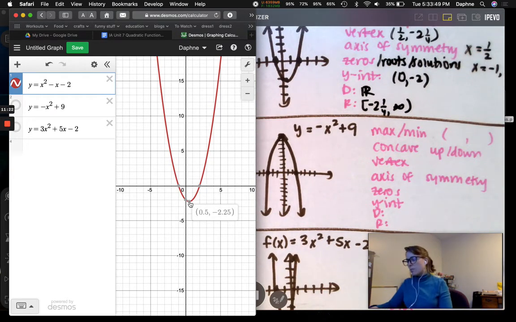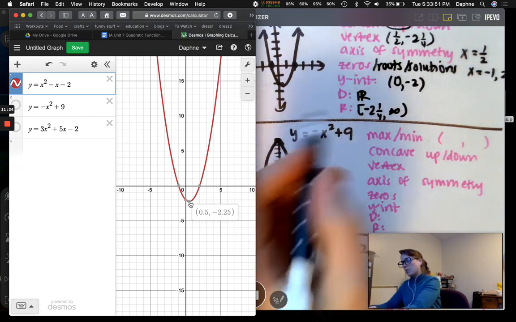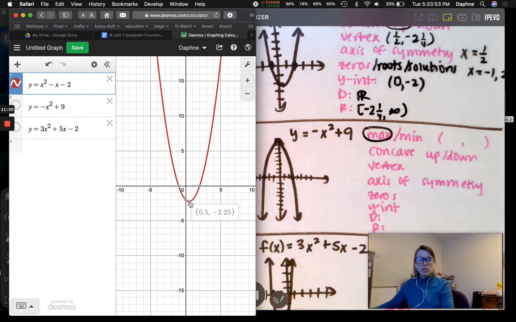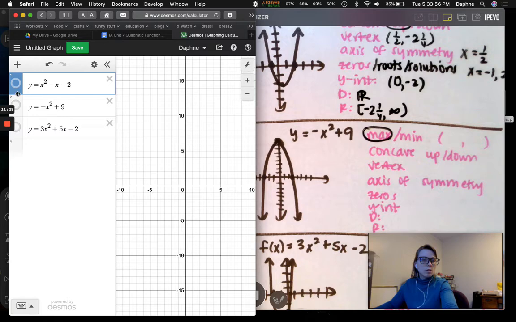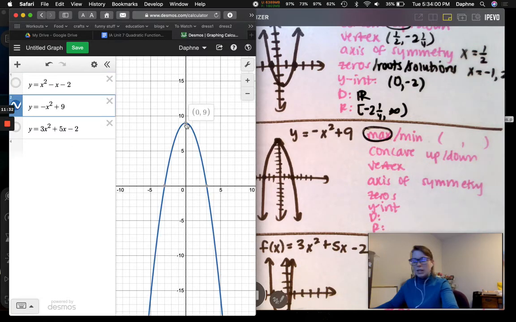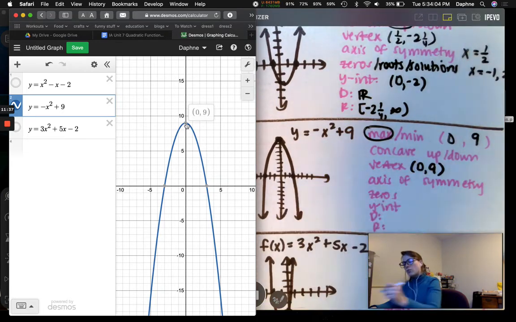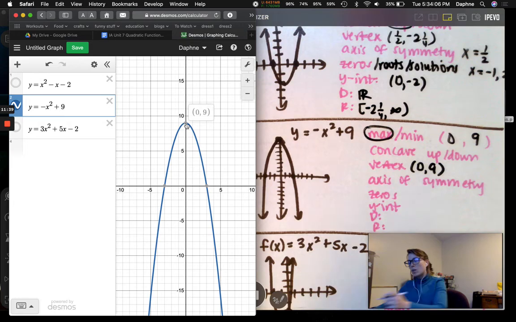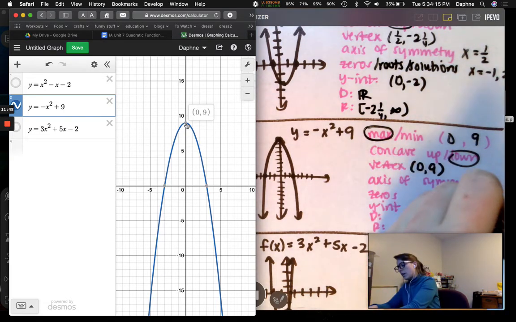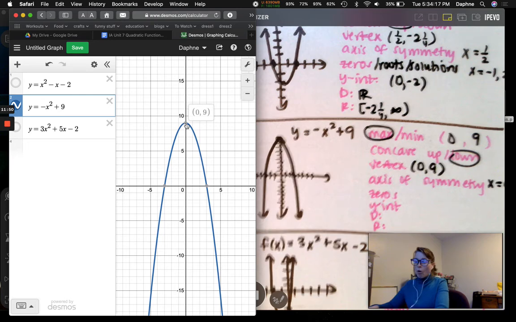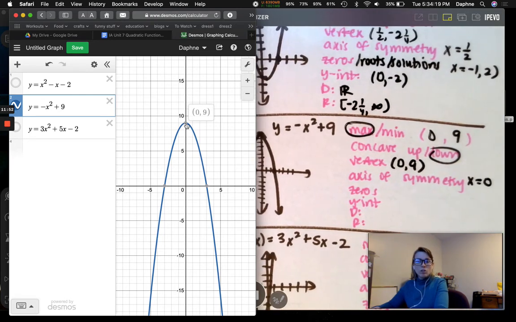So second example, it has a maximum. Again, this is the same location as the vertex. So if I turn this one off, turn this one on, okay, the maximum should be at 0, 9. That's also going to be our vertex. Notice that because it's a maximum, this will be concave down. When we had a minimum before, it was concave up. The axis of symmetry, if I cut this in half, would be at x equals 0. Notice it's always an x equals because it's a vertical line.